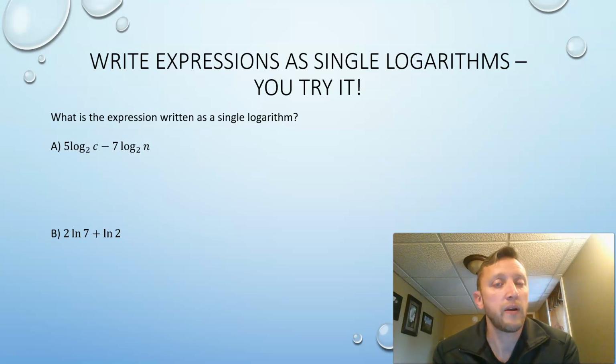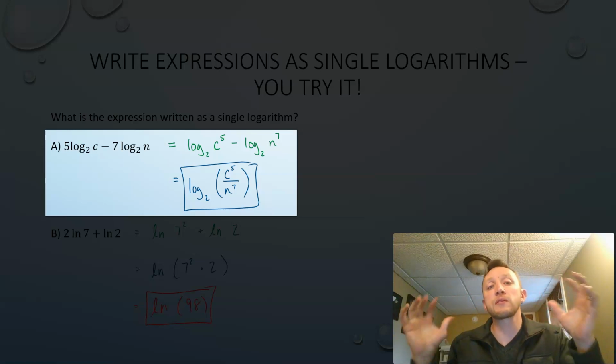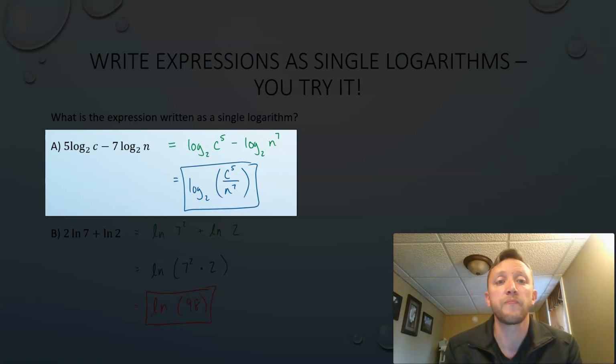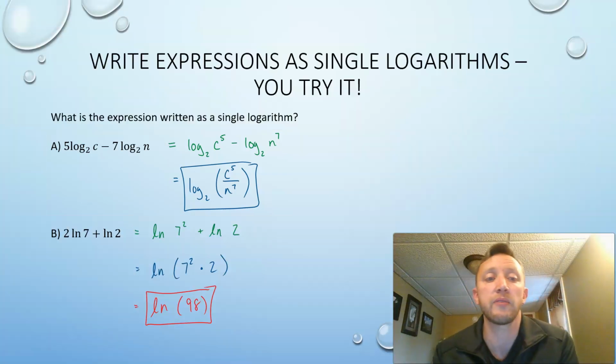All right, how did you do? Let's see. Starting with that first one, again, we look to see, are there any exponents? The 5 and the 7 would both be exponents for the c and the n. So we'd have log base 2 of c to the 5th minus log base 2 of n to the 7th. And since we're subtracting, to write this as a single logarithm, we would divide those values, c to the 5th divided by n to the 7th. So your answer would be log base 2 of c to the 5th divided by n to the 7th.